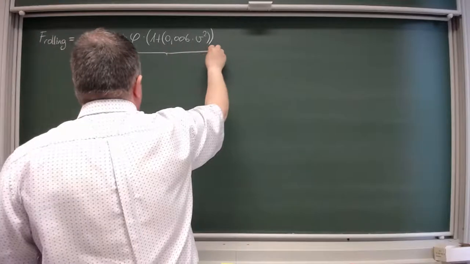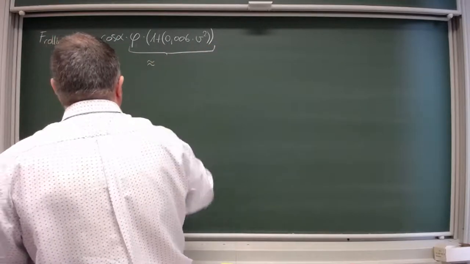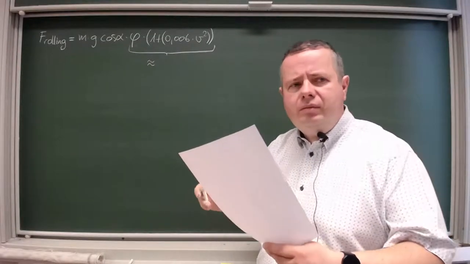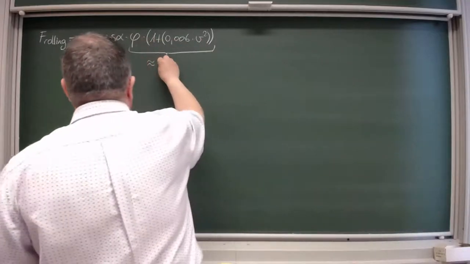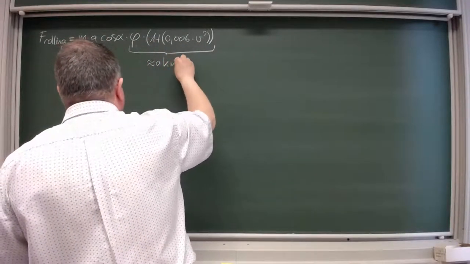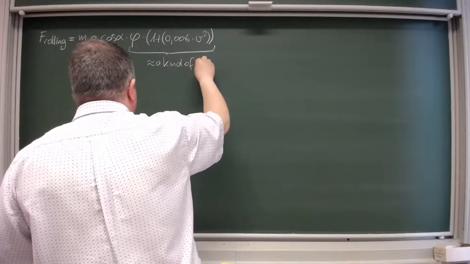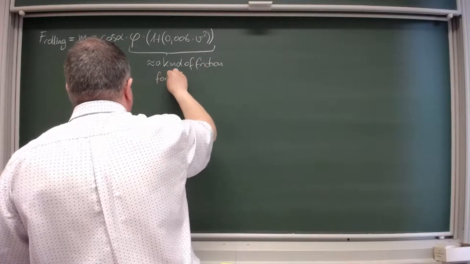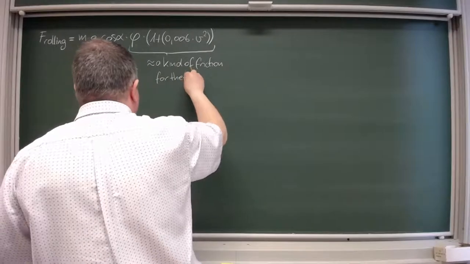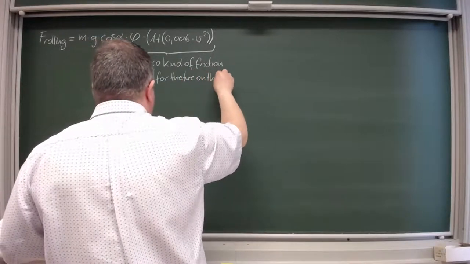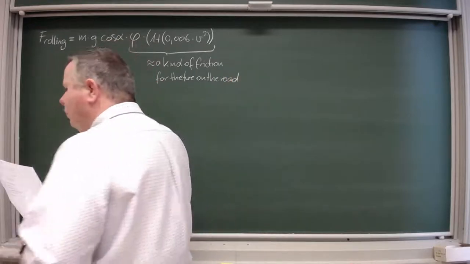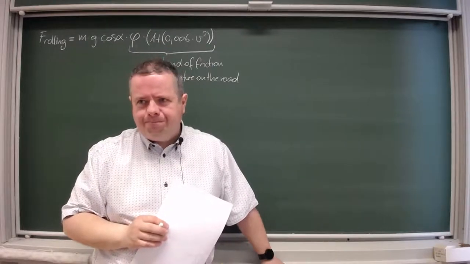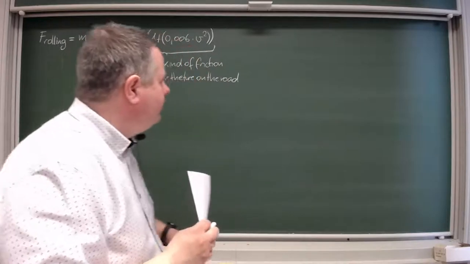Actually, this is something that we can compare to a kind of friction here. I will call it really a kind of friction for the tire on the road. And why do I call it a kind of friction and not directly a friction coefficient? That's because it is a more complicated thing.